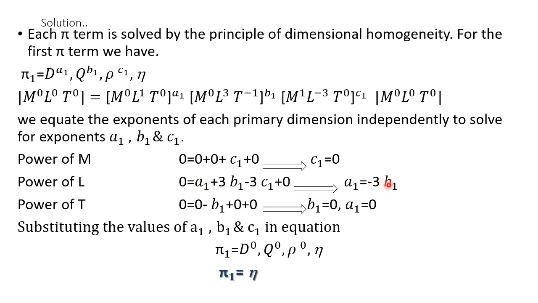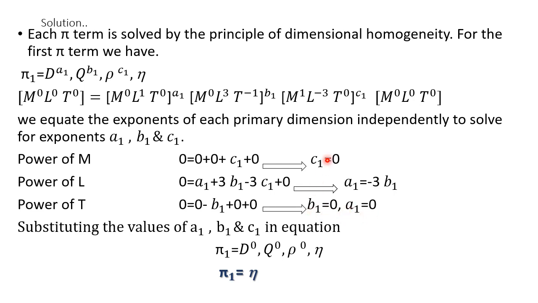Now let us compare the powers of dimension t. On the LHS we have t to the power 0, I kept it 0. Here on the RHS, it is 0, so 0. Here it is minus 1 into b1, it is minus b1, and here t to the power 0, so it is 0, and here also 0. So when I simplify, I get b1 is equal to 0. Substitute this b1 is equal to 0 in this equation, so a1 is equal to 0. So I have found a1, b1 and c1.